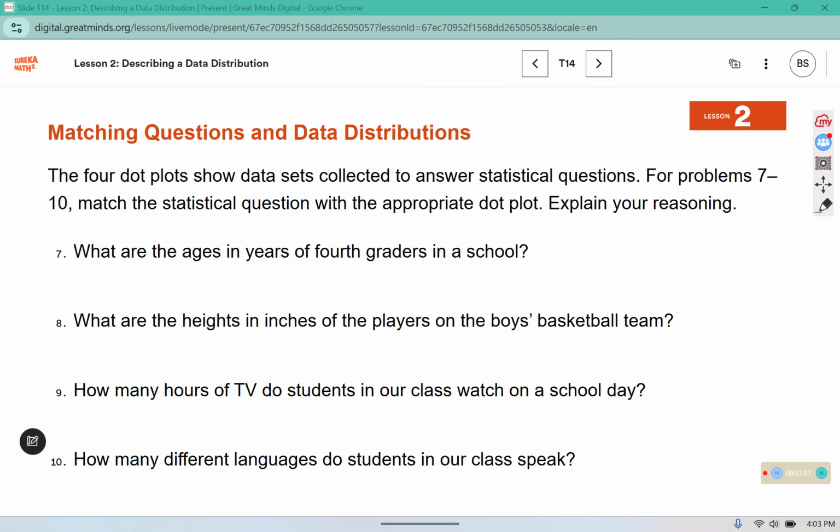The 4 dot plots show data sets collected to answer statistical questions. For problems 7 through 10, match the statistical question with the appropriate dot plot and explain your reasoning. What are the ages in years of 4th graders in a school? So we have several dot plots to choose from.